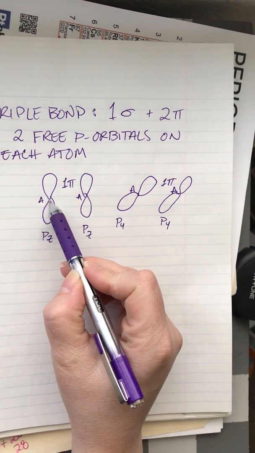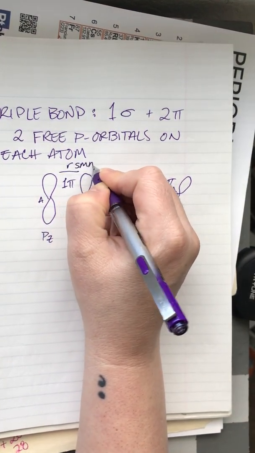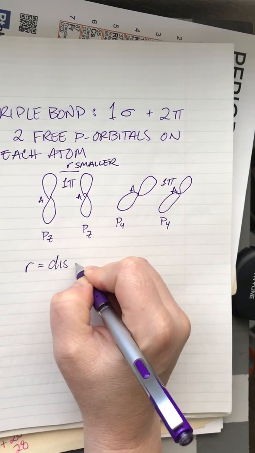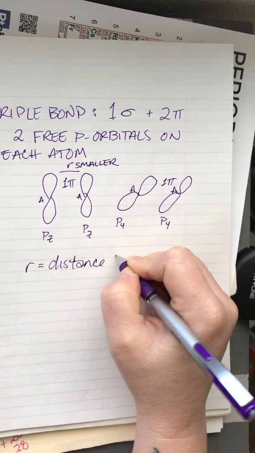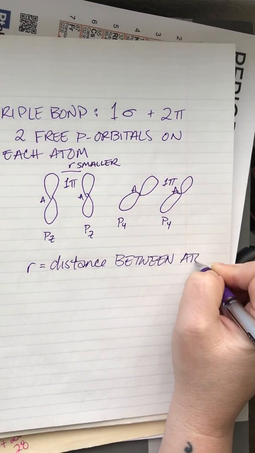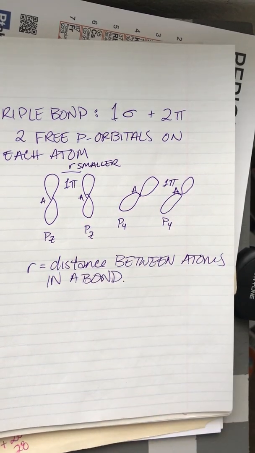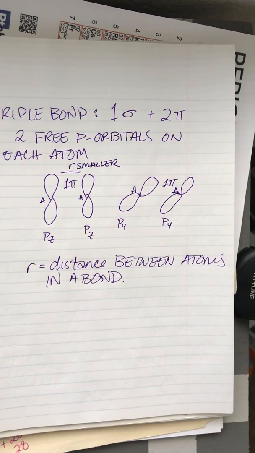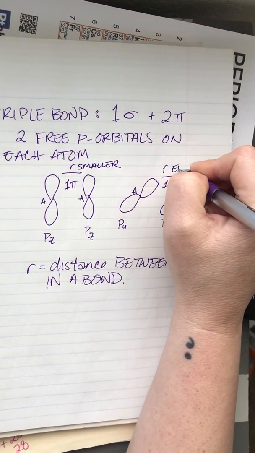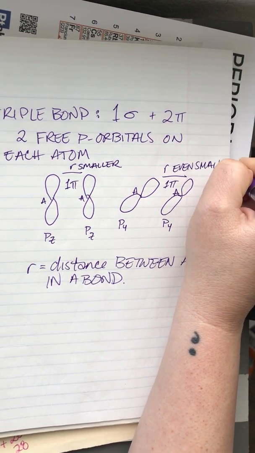So having this pi bond is going to make R smaller, R being the distance between atoms in a bond. This one is going to make R even smaller.